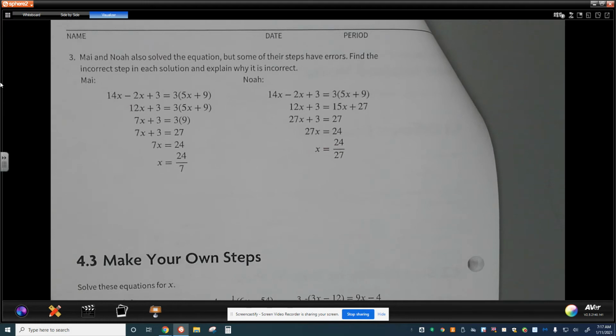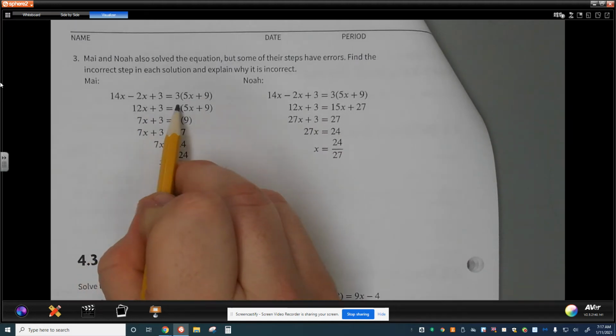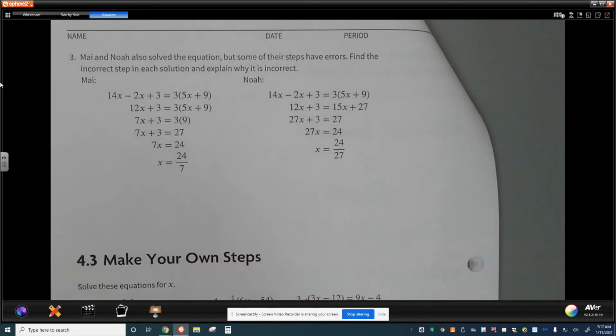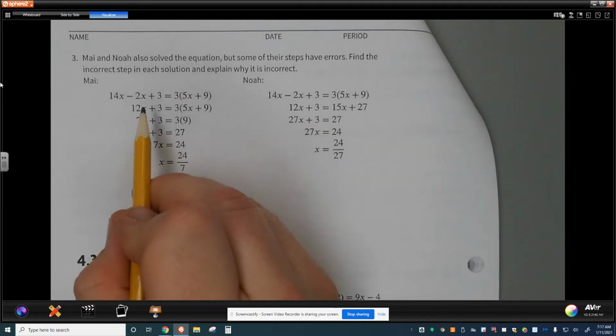They've solved an equation, but this one we know that there's some errors. So we're going to find those incorrect steps. It's really important that we can identify these errors for ourselves so that when we don't get the right answer, we can find where we went wrong, and then we can repair that mistake. So let's take a look. Here's the exact same equation that we just saw in the previous problem. Let's see what they did here.